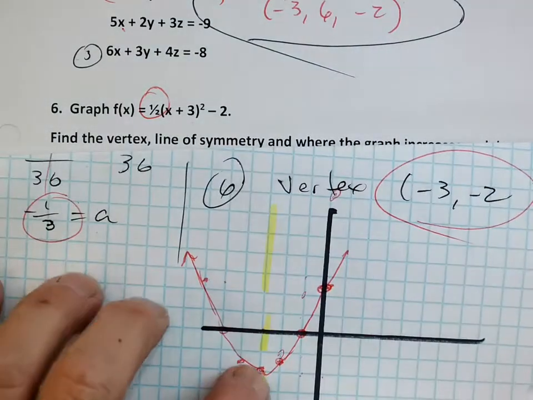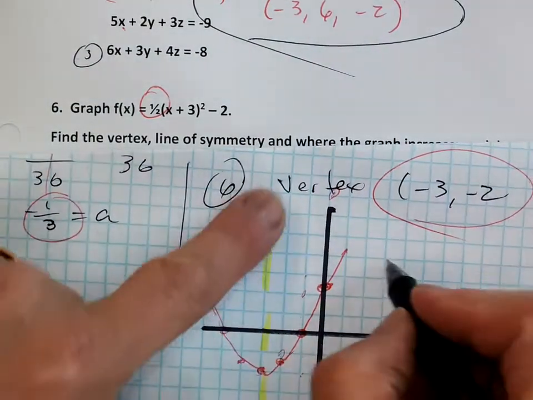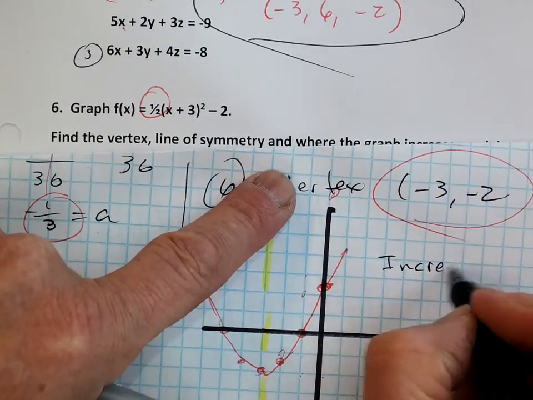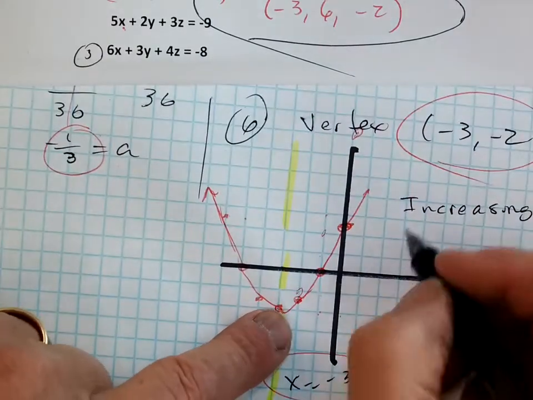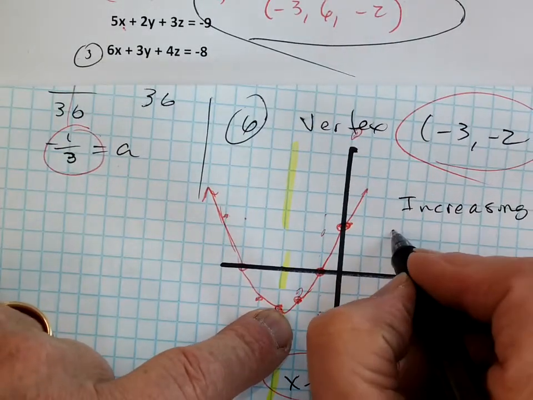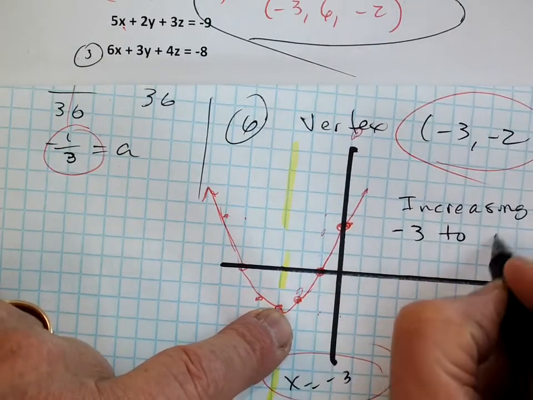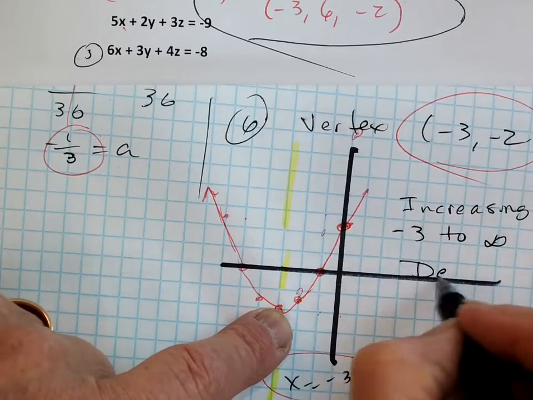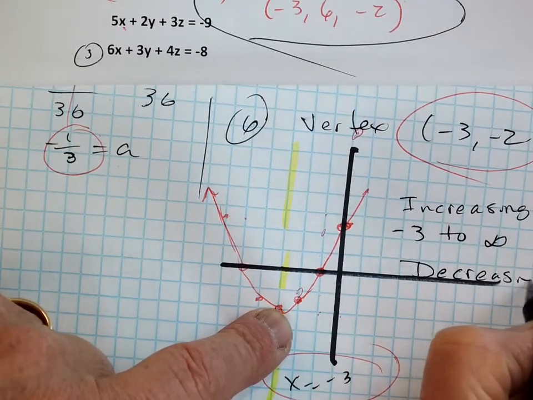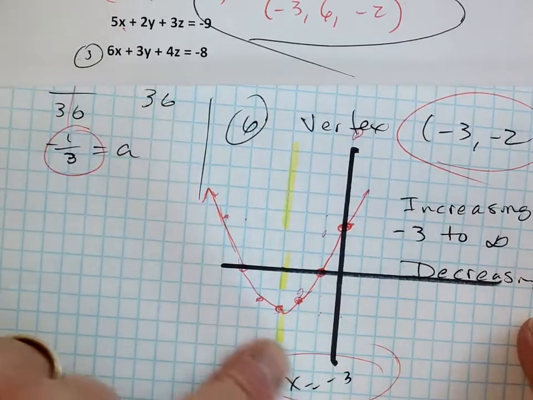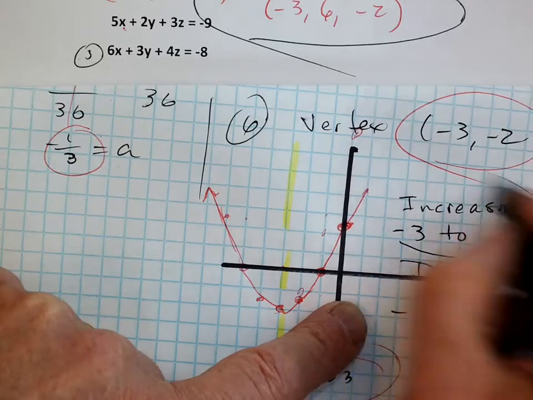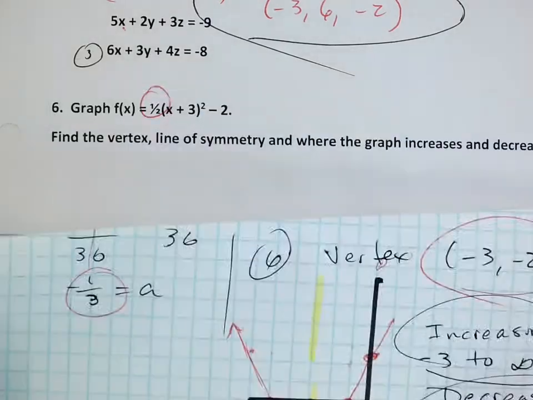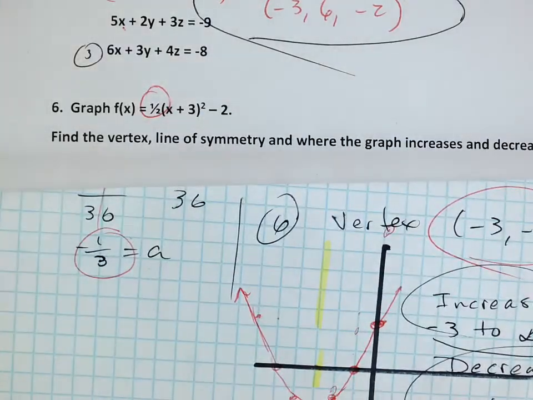Where does it increase? Well, it's increasing from negative 3 to infinity. And where is it decreasing? Well, all the way down from negative infinity to negative 3. Increasing, decreasing. Okay? Got it. I'm going to keep moving because I want to make sure that you guys have time to do this.